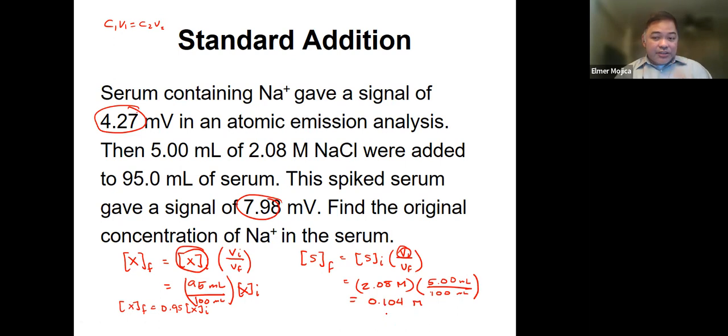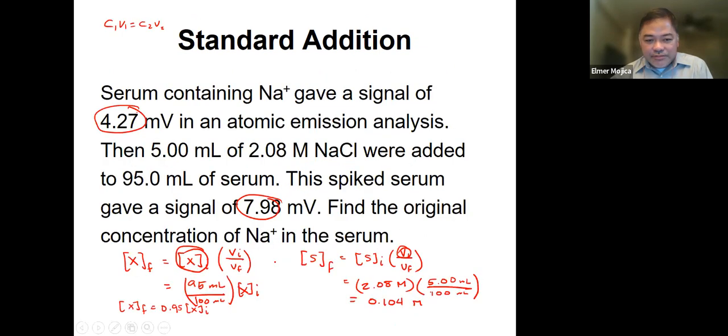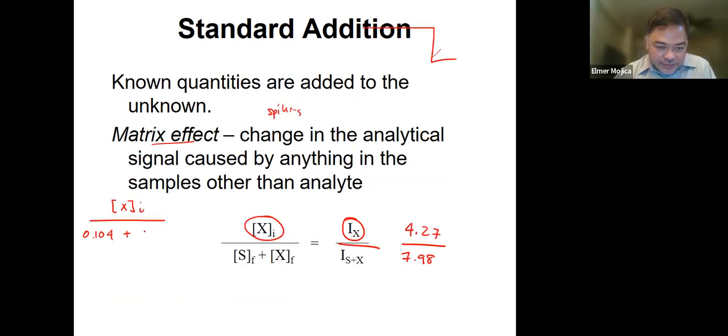Now, this is the value that I'm going to use here. I don't have the Xi because that's the one that I'm looking for. But I have the SF, which is 0.104. Now, what happened to my XF? Instead of putting this one, I'm going to put that 0.95 Xi. And then I have here 4.27 over 7.98.